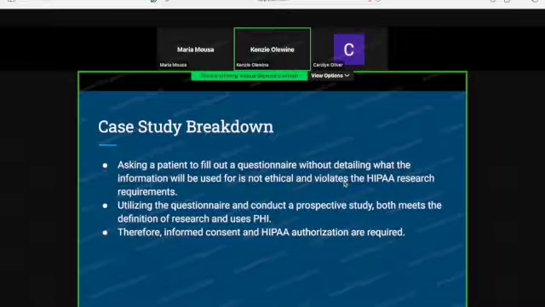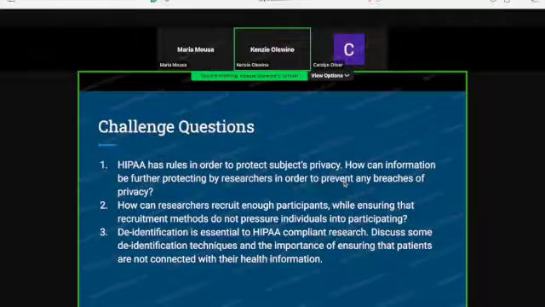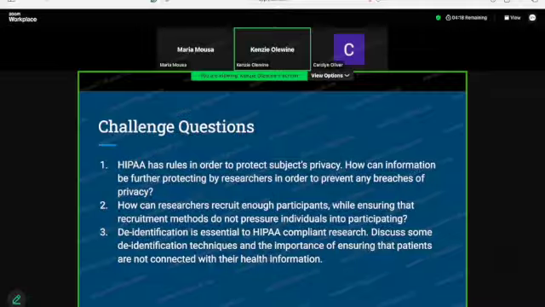Our challenge questions are: HIPAA has rules in order to protect a subject's privacy. How can information be further protected by researchers in order to prevent any breaches of privacy? How can researchers recruit enough participants while ensuring that recruitment methods do not pressure individuals into participating? And de-identification is essential to HIPAA-compliant research. Discuss some de-identification techniques and the importance of ensuring that patients are not connected with their healthcare information.